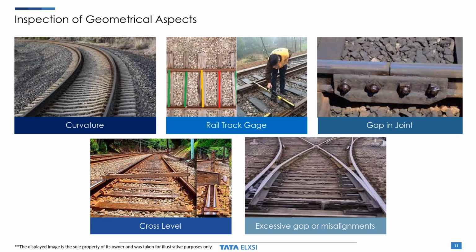In this slide, we look for the need to measure some geometrical parameters such as curvature, cross level, gauge of the rail track, the gaps, the misalignments in the various geometrical assemblies. In these scenarios, additional to visual inspection, measurement needs to be done as well as part of the solution.